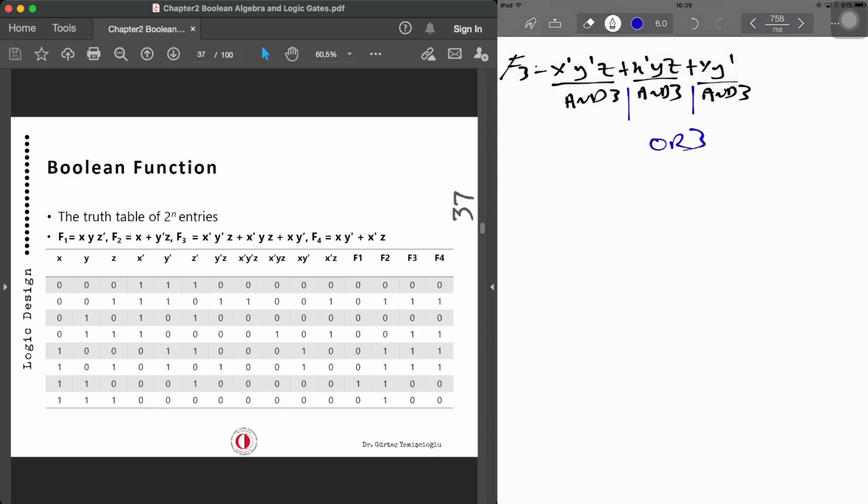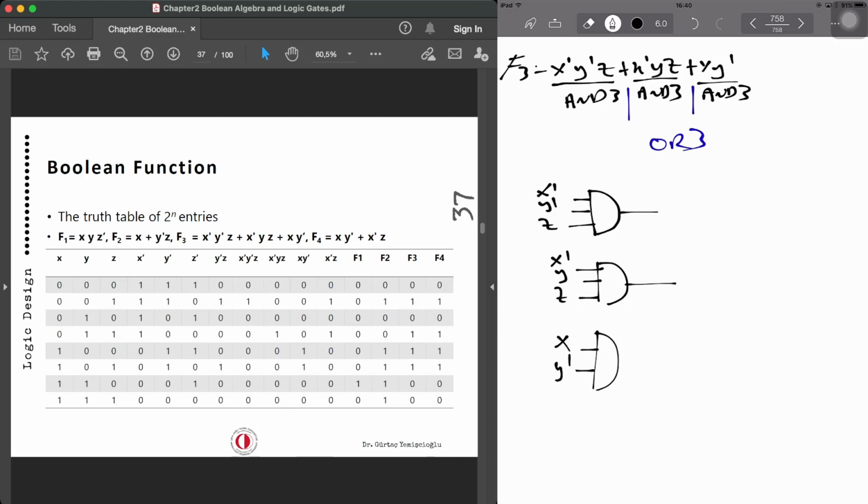Okay? Now, how can I draw that? I have got an AND gate with three inputs, x prime, y prime, z. Another AND gate with three inputs, which is x prime, y, z. And an AND gate with two inputs, x, y prime. And they are all combined with an OR function into one single expression, which is F3. So this is the logical implementation or circuit implementation of F3.